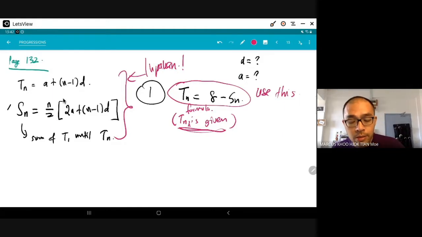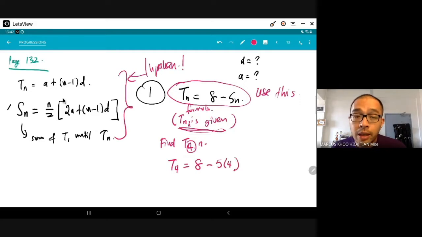So the question is, given Tn equals to 8 minus 5n, find T4. Okay, and what do we do with this? Kita ganti apa huruf ini? Ini adalah huruf n saja bahkan. So T4 equals to 8 minus 5 times 4. See, senang bahkan ini. Tak payah kamu cari a, tak payah kamu cari d sebab formula sudah diberi.